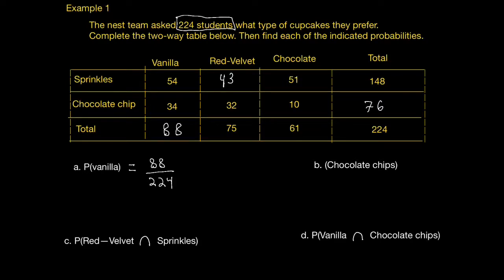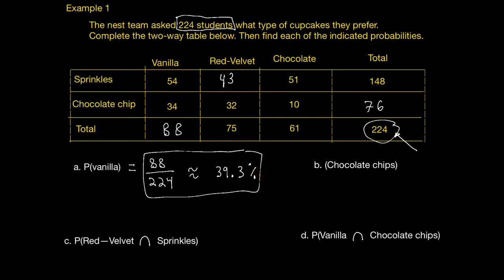And your sample space in a two-way table is generally found here, the total of totals. Unless we have something called conditional probability, which we'll look into next lesson. But for now, this should be your sample space. And getting the percentage, I get an approximation of 39.3%. So that would be the probability of vanilla.